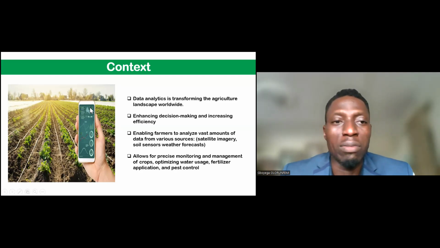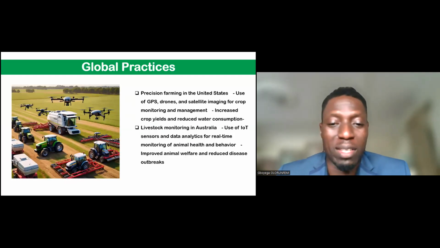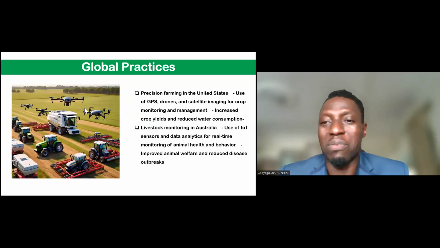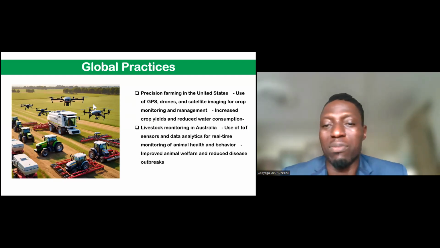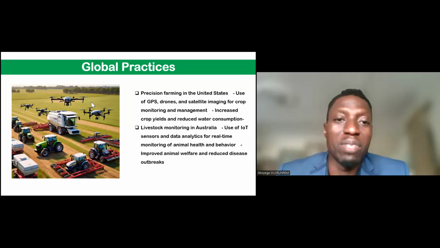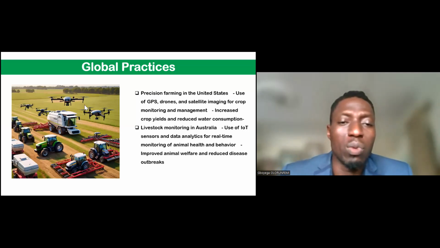Now, for global practice, the picture is showing what we know happens around, and I just picked examples from what we see as precision farming in the United States, the use of GPS, drones, and satellite imaging for crop monitoring and management. Some of these things have also been improved upon right from our own side. And this has also led to an increase in crop yields and reduced water consumption.